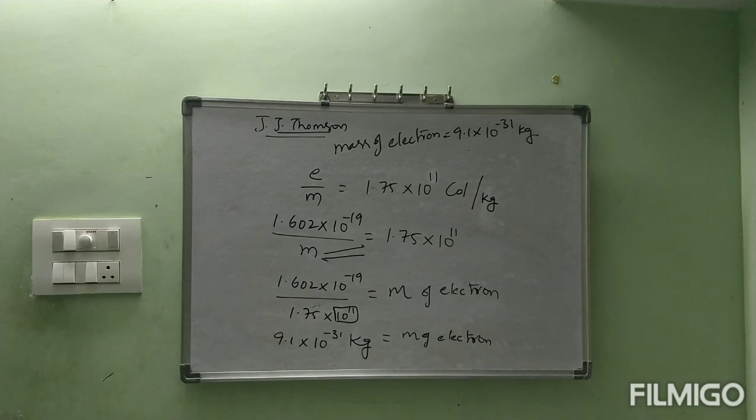Here one small thing is, initially I wrote the e/m ratio is equal to 1.75 into 10 power 11 coulombs per gram. That gram should be changed into kilogram. That is the small thing.